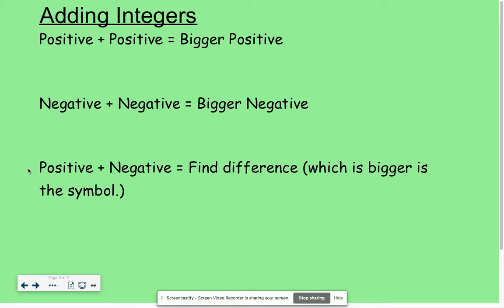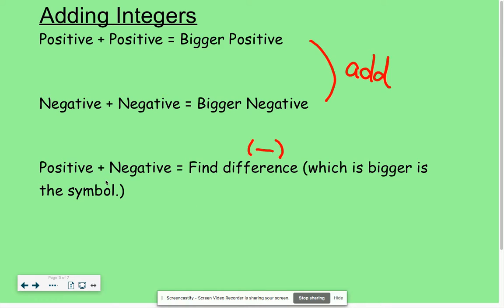And then we also have if you have a positive number and a negative number. This is the one that's going to follow a different rule. In both these other two cases up here, we are just adding our numbers together. But down here, when we have a positive number and a negative number, we actually find the difference. And if we remember, difference means that we are subtracting the numbers.